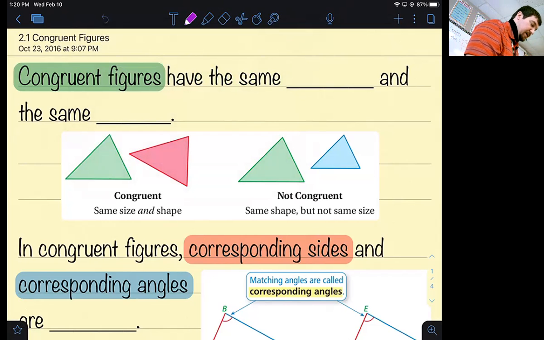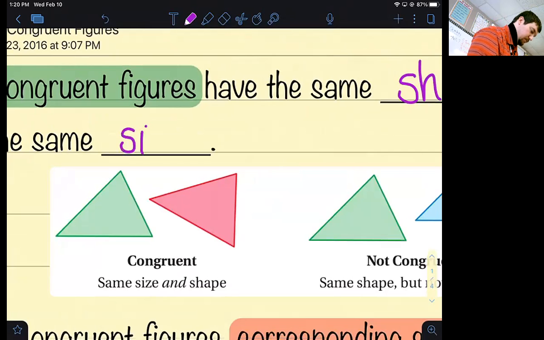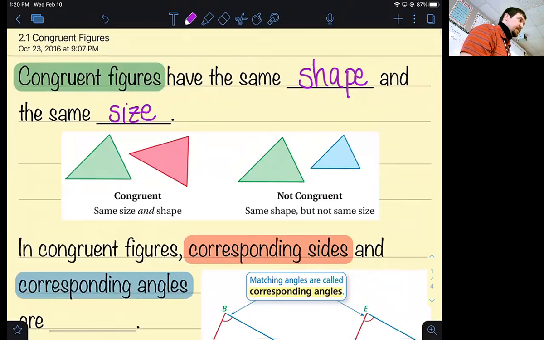Congruent figures have the same shape and the same size. Same shape, same size. That means that everything about the shapes is the same. The same area, the same perimeter, everything. To be congruent is another way of saying equal.